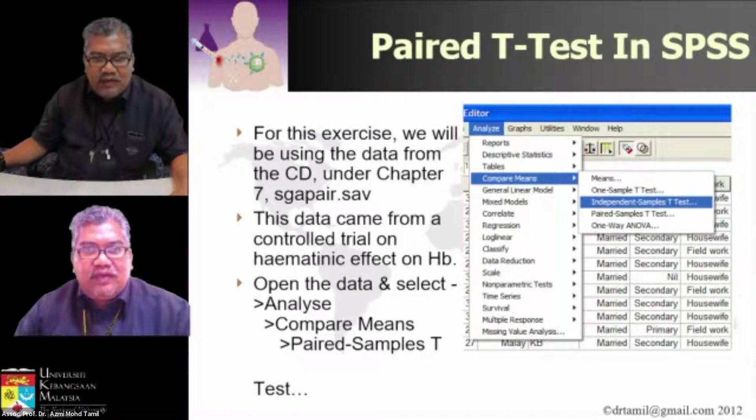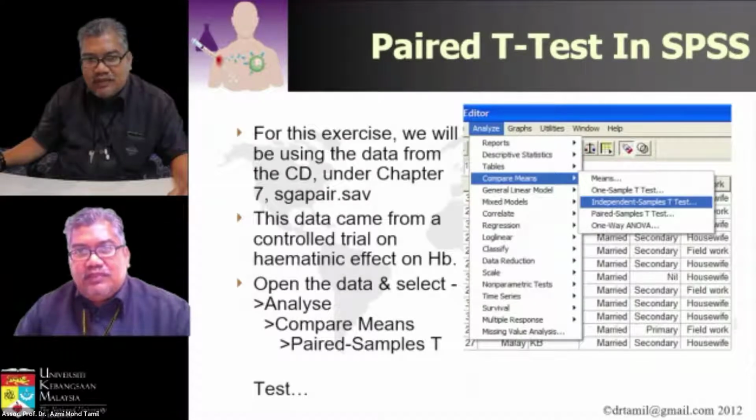So we have to have a pair. So the pair is HB2 and HB3. So HB2 and HB3.